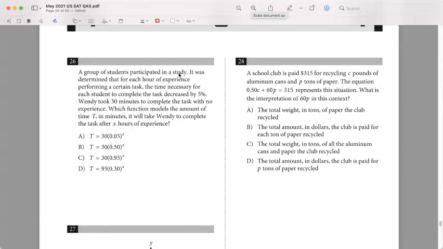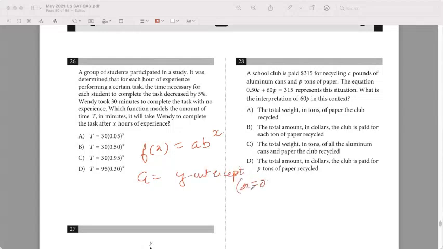Basically this is an exponential function, and an exponential function is represented as this, where a is the y-intercept. That is, when x is 0, the value of the function is a, and b is the growth factor. That is, by what factor the function changes as x changes, right? So here we know that when there is no experience, when x is 0, it takes 30 minutes.